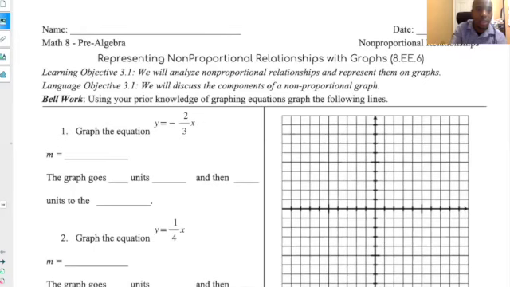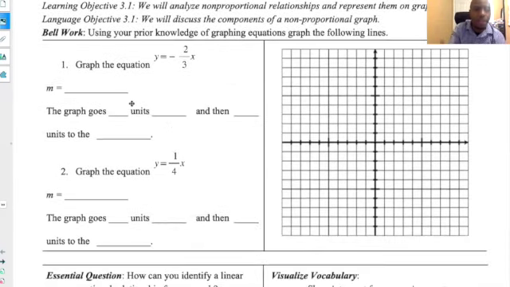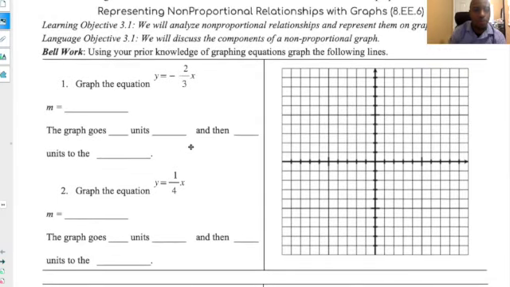Once you're done, obviously you're set to go, but pause the video right now to begin to work on it. You have to graph this equation, identify m, graph the second equation, identify m, talk to me about where it's going, and then graph it on the coordinate plane. So pause the video now.